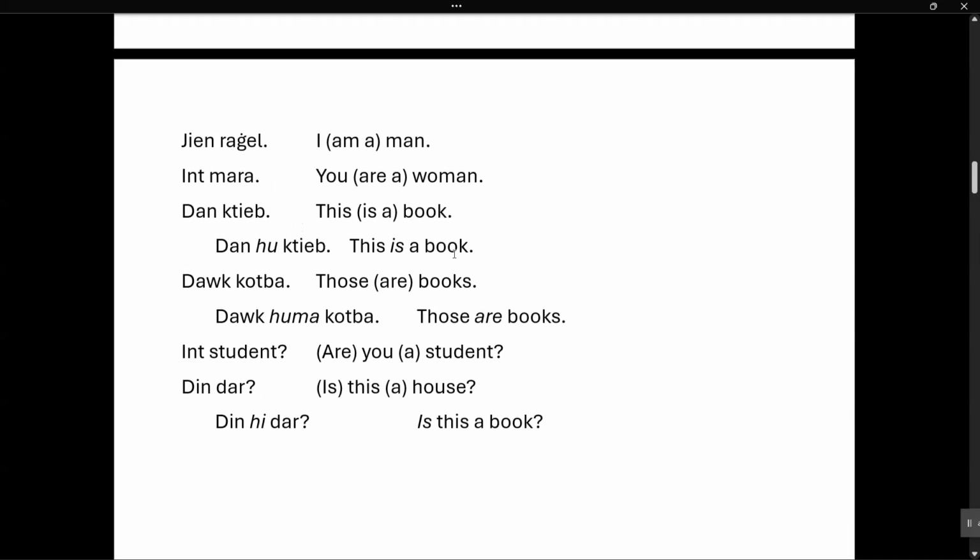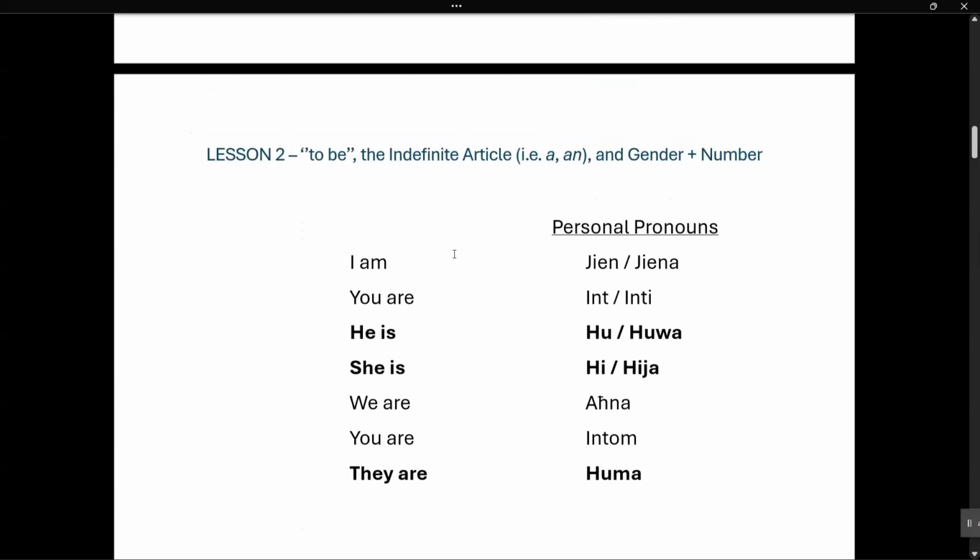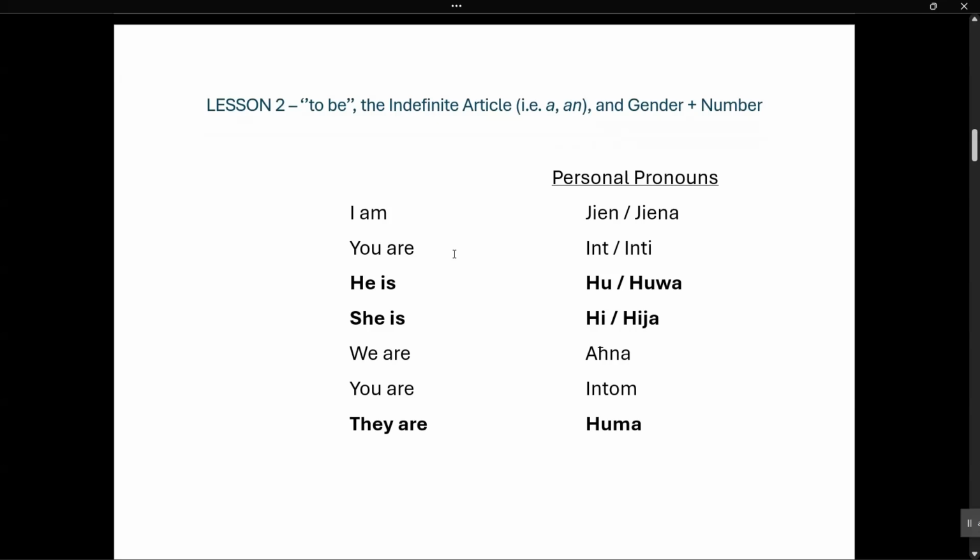So, that's about it. This would be lesson 2. Please check the description for a vocabulary list for you to study.